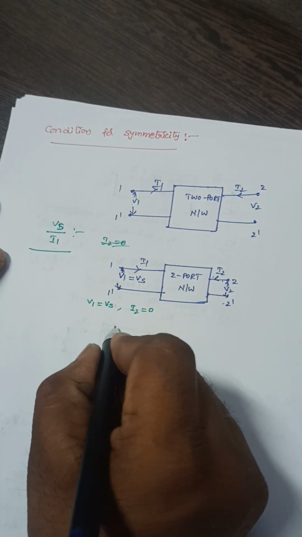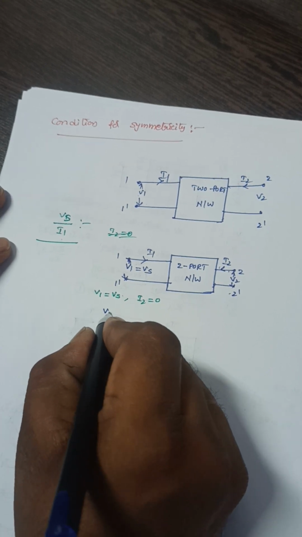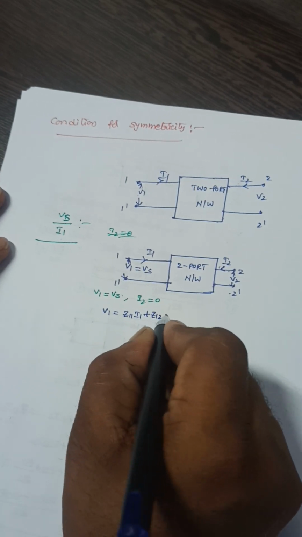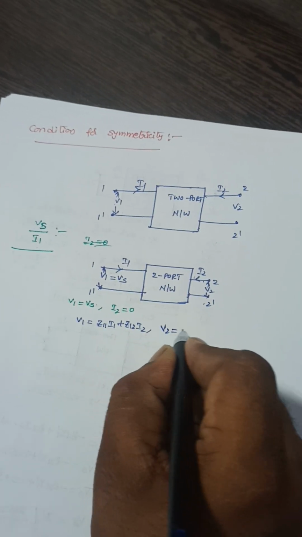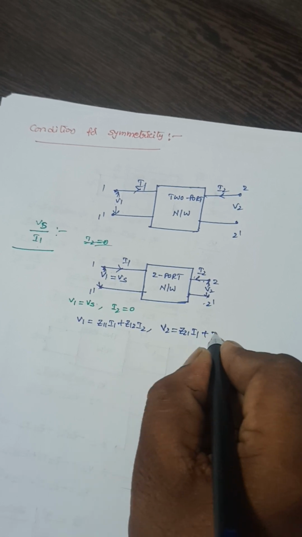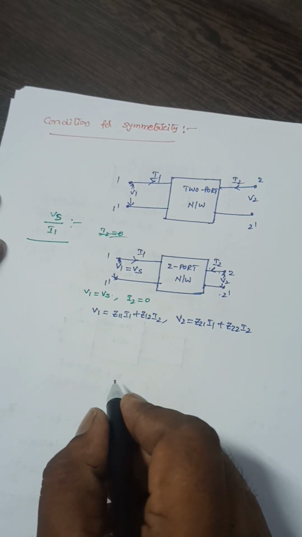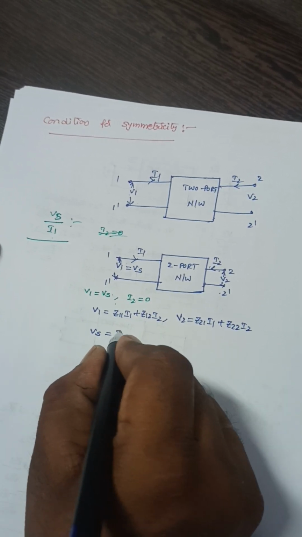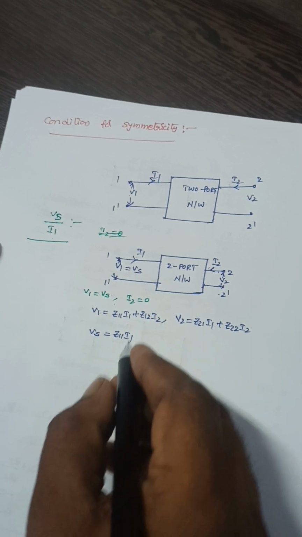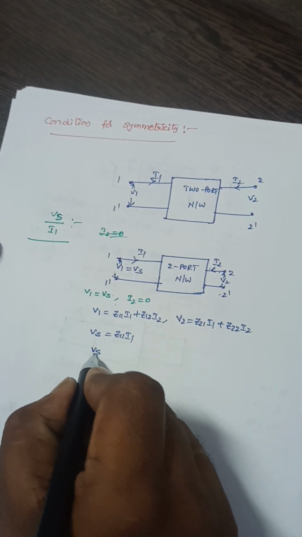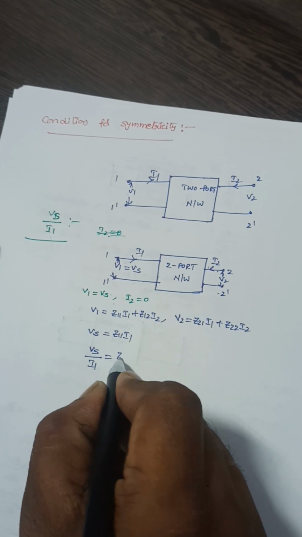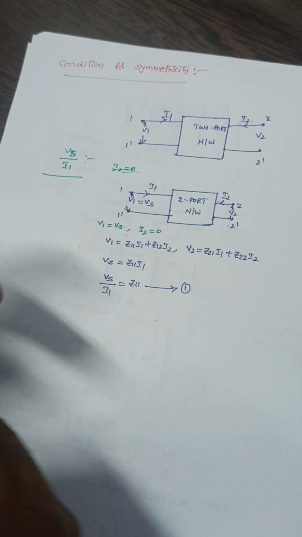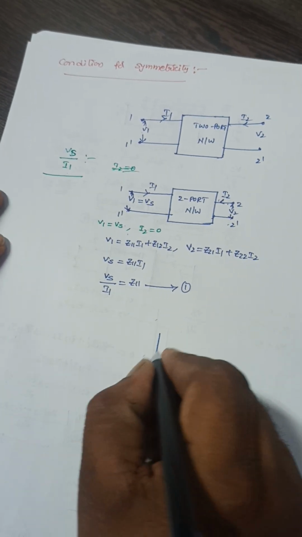So now what is the equation for these impedance parameters? V1 is equal to Z11 I1 plus Z12 I2 and V2 is equal to Z21 I1 plus Z22 I2. If I substitute V1 with Vs and I2 equal to 0, Vs is Z11 into I1. Now the value of Vs by I1 here is Z11. Let us consider this as equation number 1.